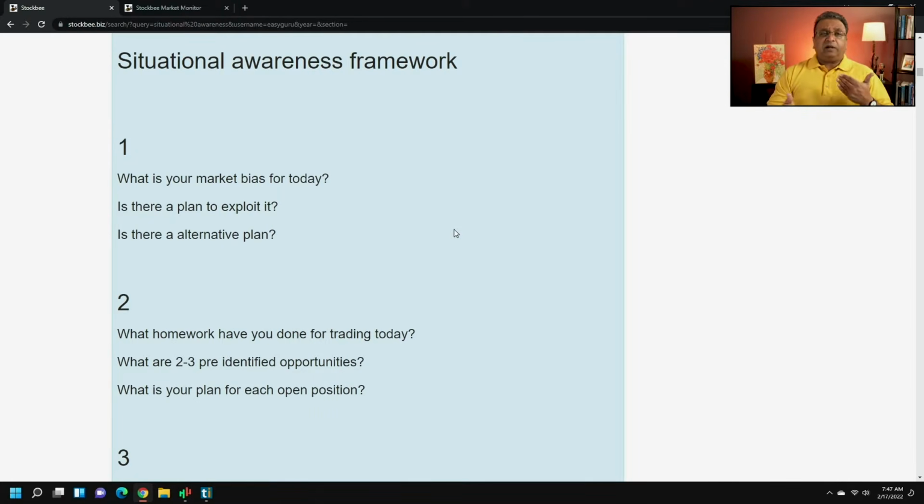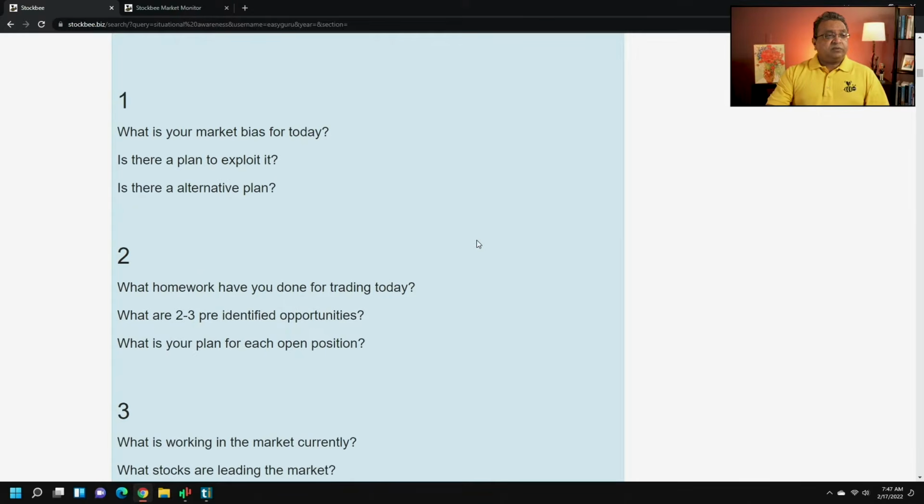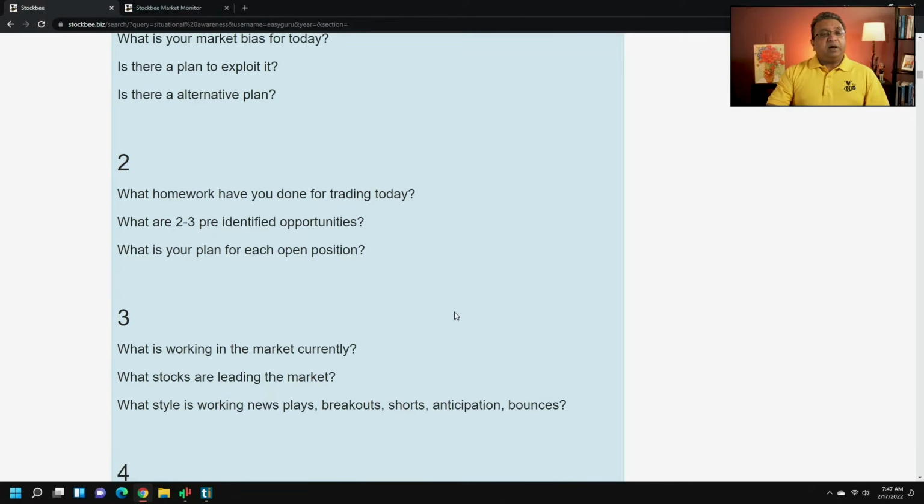Is there a plan to exploit it? So accordingly, if we are at the beginning of a rally, or I see that there is going to be a 3 to 5 day rally in the market, then I'll go very aggressive. Is there an alternative plan in case what you think is not going to work out? Then what is the alternative? What homework have you done for trading today? What are the 2 or 3 predefined opportunities? I always have a couple of things in my pocket coming in.